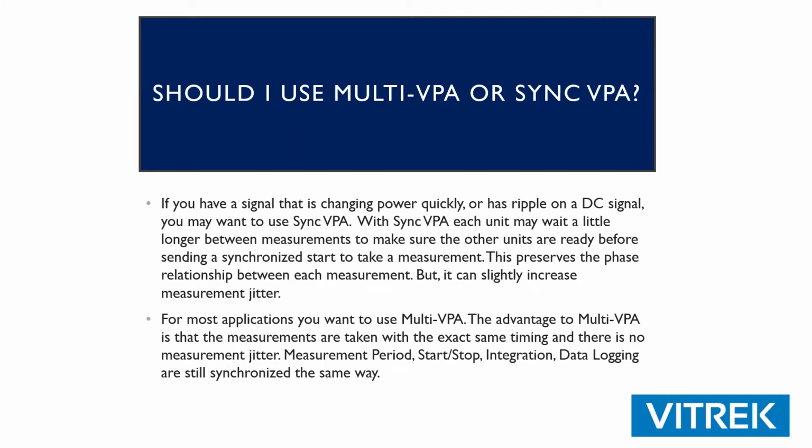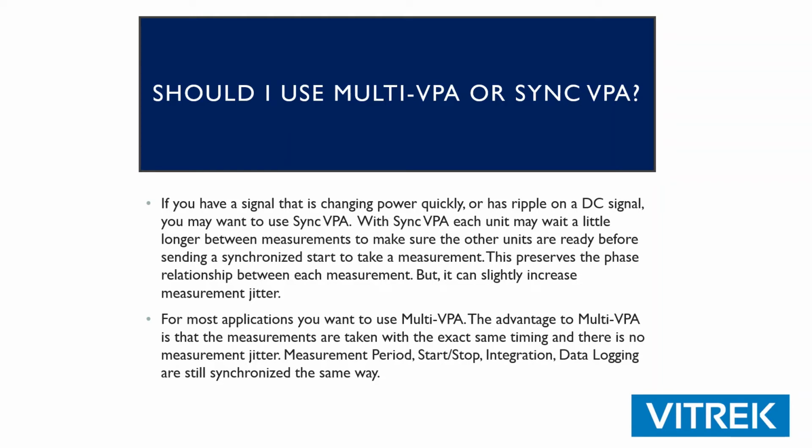For most applications, you want to use the multi-VPA. What that does is it syncs everything except for the measurements. But the advantage of the multi-VPA is it's steady with almost no jitter between any of the measurements. So if jitter is an issue to you, use multi-VPA. In fact, the multi-VPA works for almost all applications unless you happen to have a signal that's changing power often and a lot, or maybe even ripple on a DC supply. But even then it probably works if you just set the measurement rate fast enough.